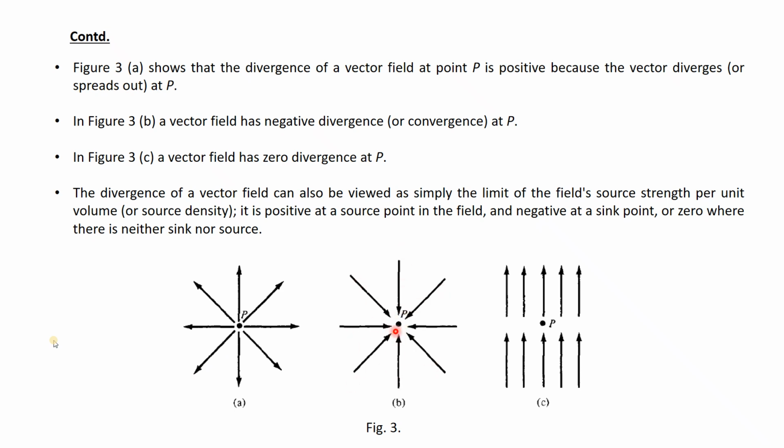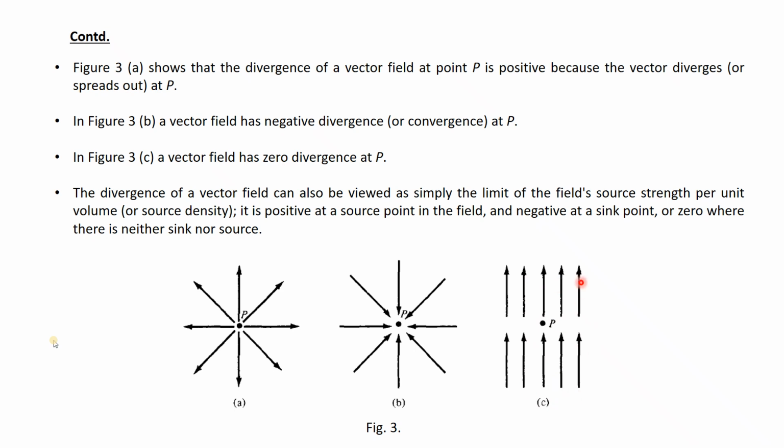Now if there is a point P and the fluxes or the field are going inside that particular point, that means at that point we have a convergence. That means all the field or vector is converging at that particular point. So that is called a convergence. So convergence is nothing but negative divergence. So it is a negative divergence.